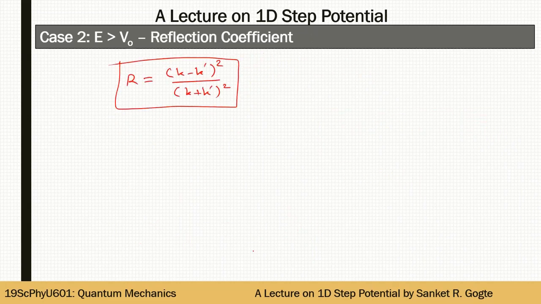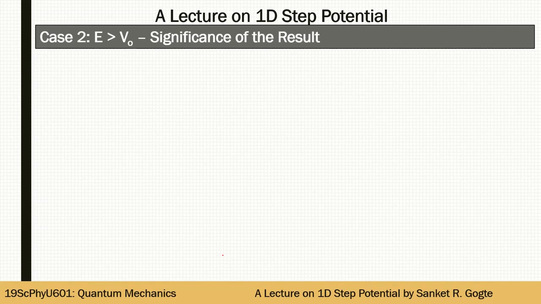Now let's see the significance of the result. First, we will verify that r plus t is equal to 1, because r and t are probabilities of reflection and transmission respectively, and since these are the only two possibilities that can occur, the probabilities should add up to 1. Let's first calculate t plus r.